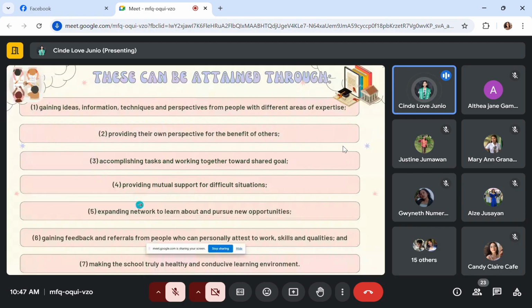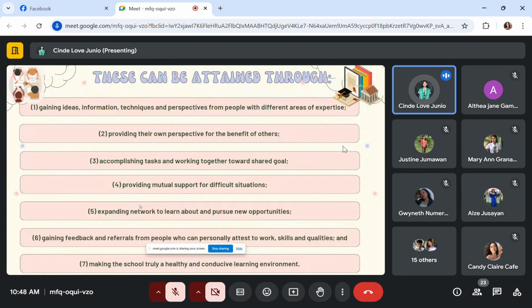Then next is providing mutual support for different situations. So here you are helping each other. So you are supporting your friends or classmates when they face problems. So for example, your friend or your classmates are having a hard time to understand the lesson, diba? You can help her or him.